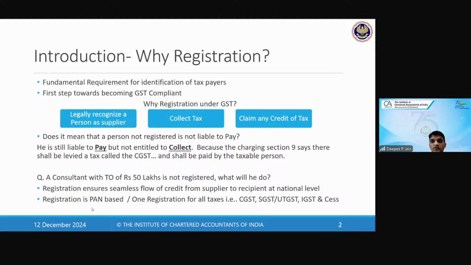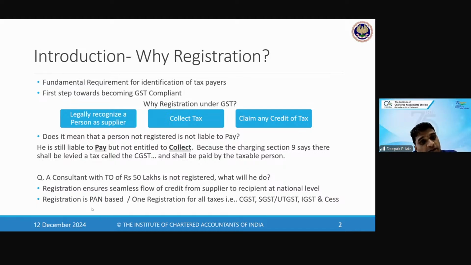Okay. Another option is you have not crossed the threshold limit, but you still want the registration. You can take that, which is called voluntary registration. Once you cross the limit and take the registration, that is normal registration. But the second scenario is we have not crossed the threshold limit, but still you want to take the registration, you can take it. Then you can collect it from the customers.